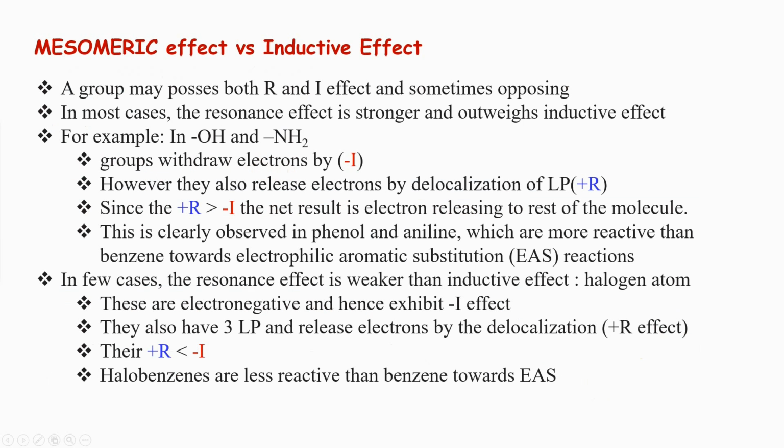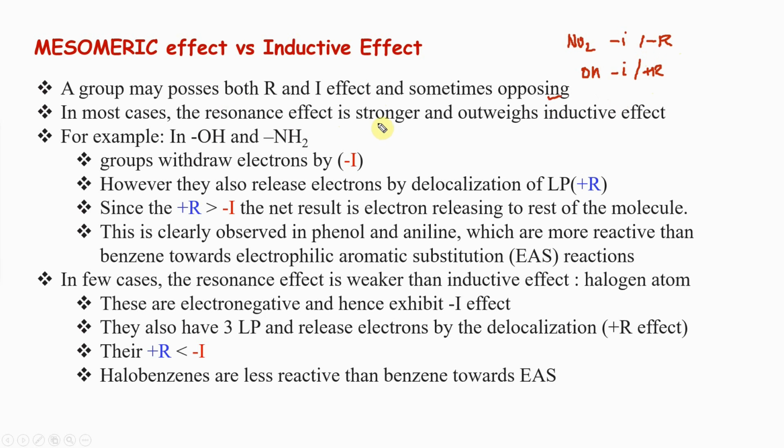Here is a quick comparison of inductive versus resonance effect. A group may possess both R and I effect. As I told you, this can be possible for a given group, and sometimes they are opposing. Take nitro, it's minus I minus R. But we saw OH, it's minus I plus R. Halogens are minus I plus R. So it can be opposing or the same.